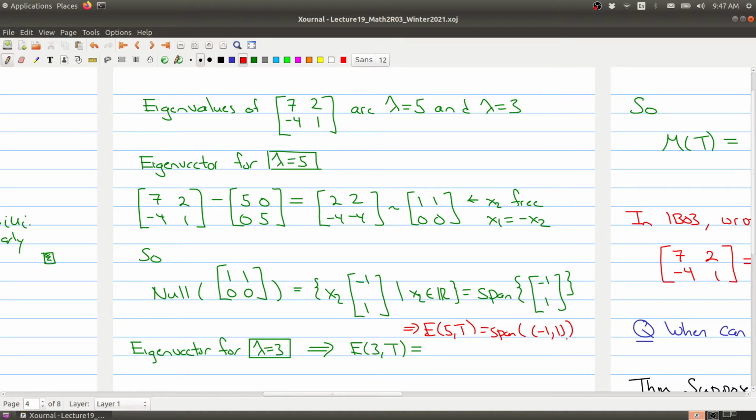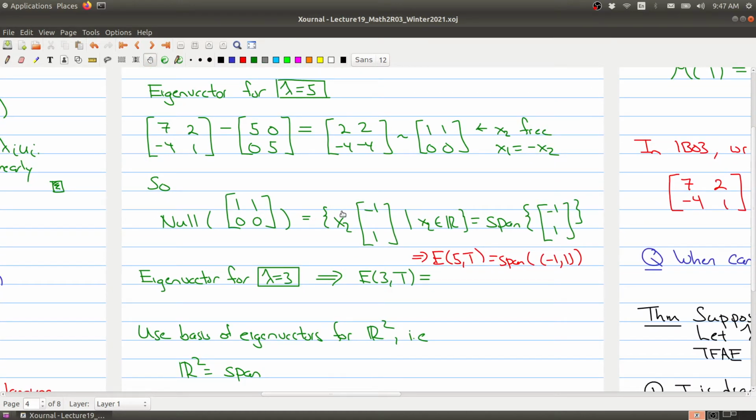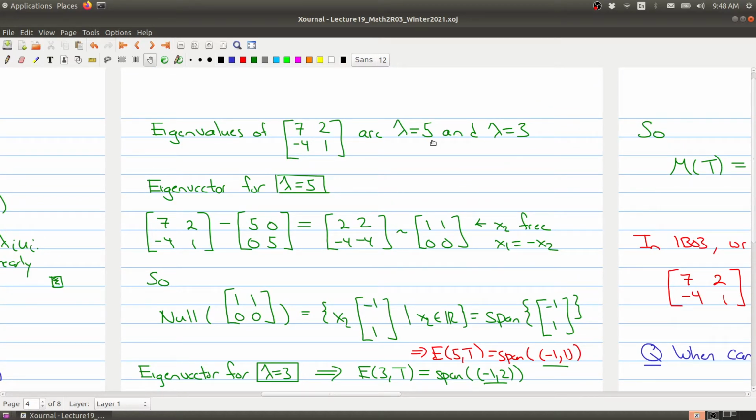Hopefully that reminds you of some of the details. I'm going to skip the details for the eigenvector for lambda equals 3. Maybe it's a good exercise to try doing it yourself. You would get the span of negative 1, 2. So the eigenspace of lambda equals 3 is given by the span of this vector, and this vector and this vector are the eigenvectors corresponding to this matrix. So we basically have enough to diagonalize the matrix as we would do in Math 1B03.